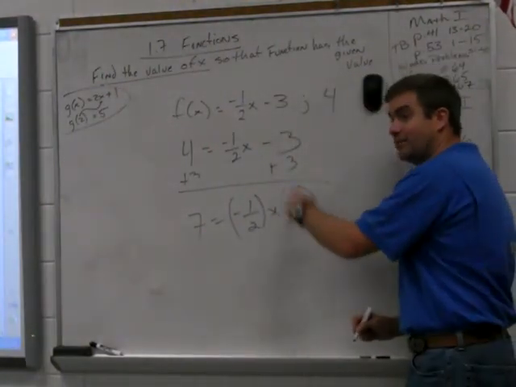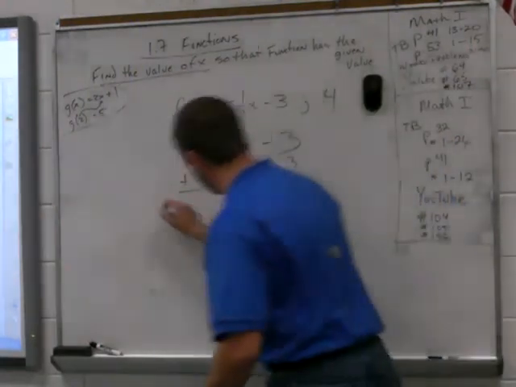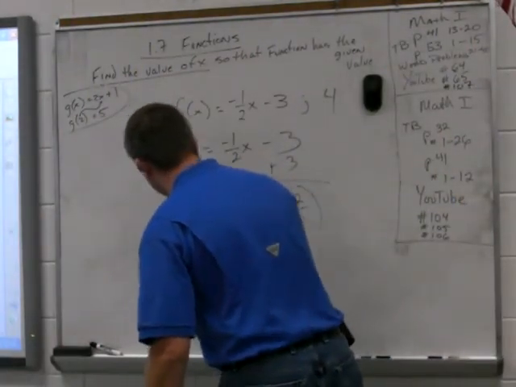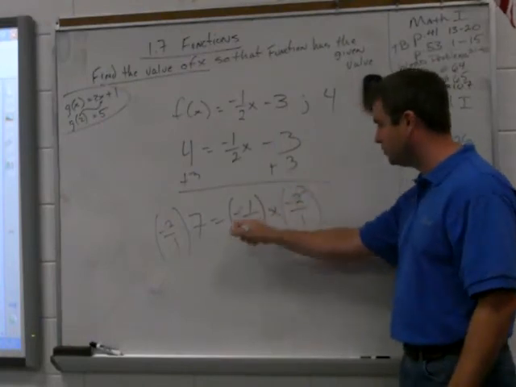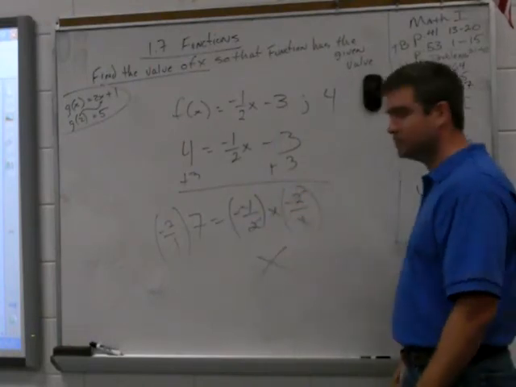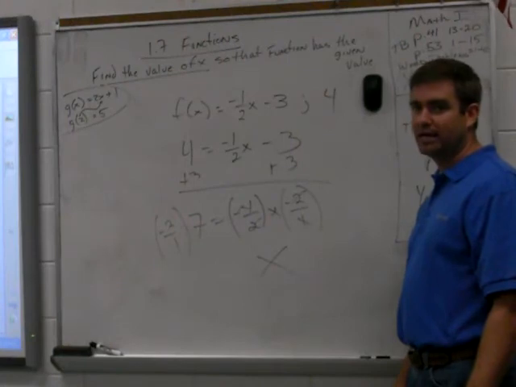If I do it to this side, what do I got to do? Do it to the other side. Negative 2 over 1. I do it to both sides. Watch what happens over here. Negative 2, 1, and 1. All I end up with is good old x. I'm ready to go on that side.